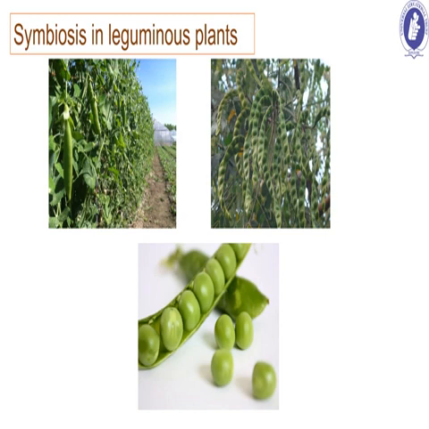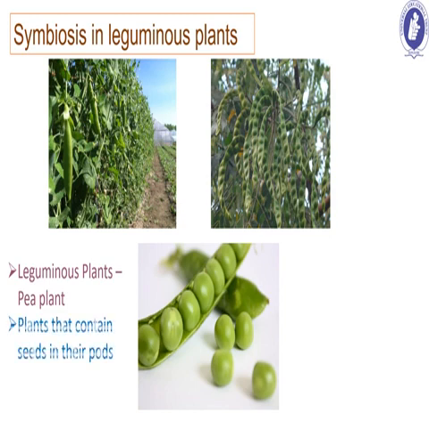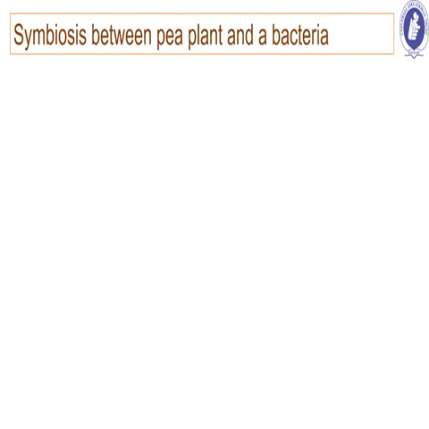So what is meant by a leguminous plant? Example for a leguminous plant we saw here, pea plant. Leguminous plants are those plants that contain seeds in their pods. These types of plants are called leguminous plants.